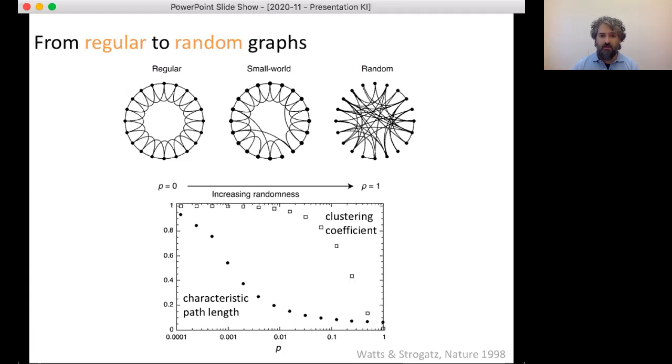If you have a friend in the US and one in China, likely they don't know each other. But this doesn't really decrease your clustering coefficient a lot if all your friends in Sweden are friends with each other. That's why the clustering coefficient doesn't go down very fast. So this is a very nice way to construct a network that has the properties of real networks, which are a high clustering coefficient and a small characteristic path length.